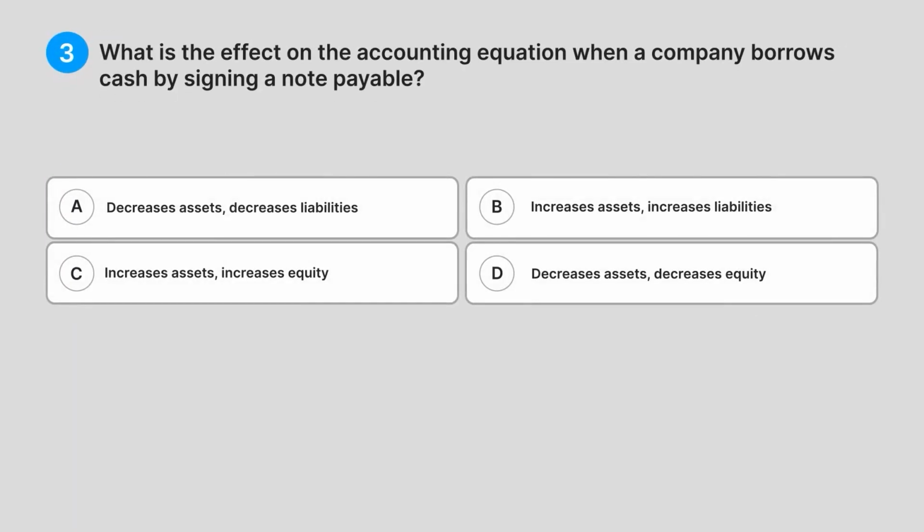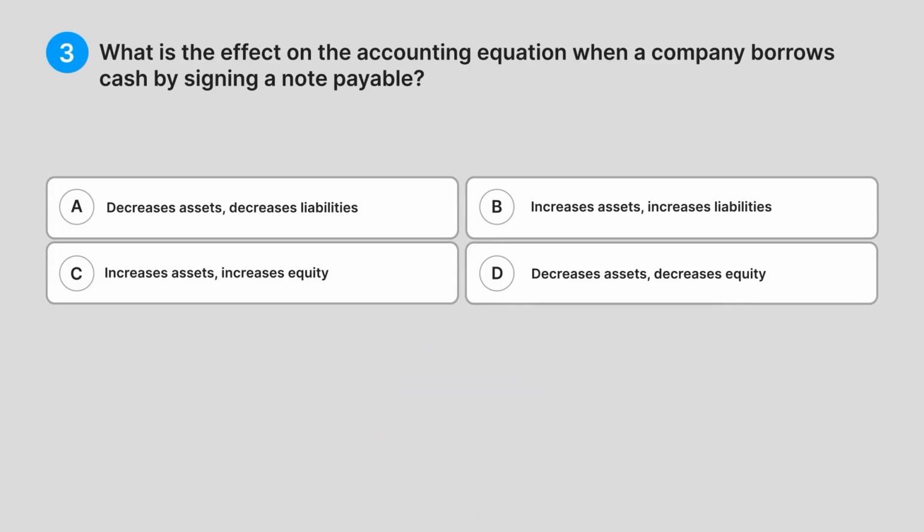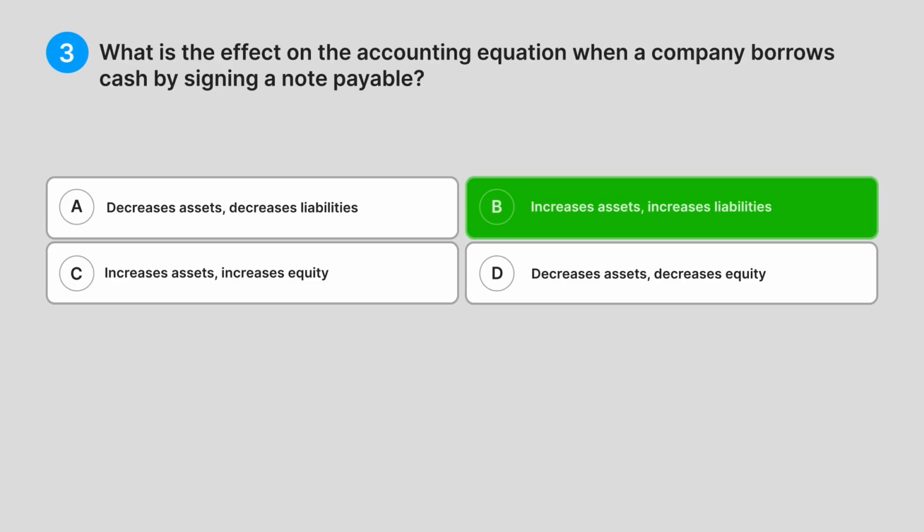3. What is the effect on the accounting equation when a company borrows cash by signing a note payable? A. Decreases assets, decreases liabilities. B. Increases assets, increases liabilities. C. Increases assets, increases equity. D. Decreases assets, decreases equity. Do you know the answer? Correct answer. B. Increases assets, increases liabilities.